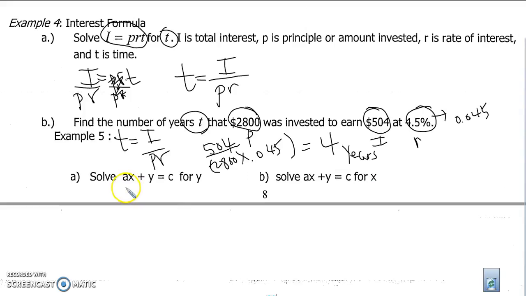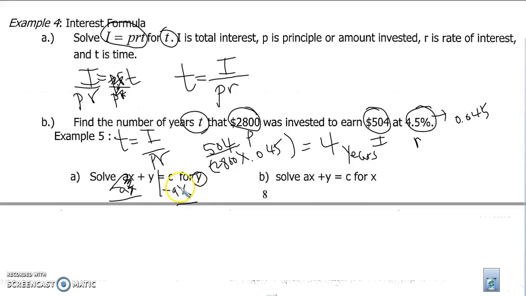We're going to solve ax plus y equals c. We're going to solve for y, so we're going to isolate y and move that to the other side. This ax is positive, so the inverse of positive will be negative. So what you're going to do is do negative ax on each side.